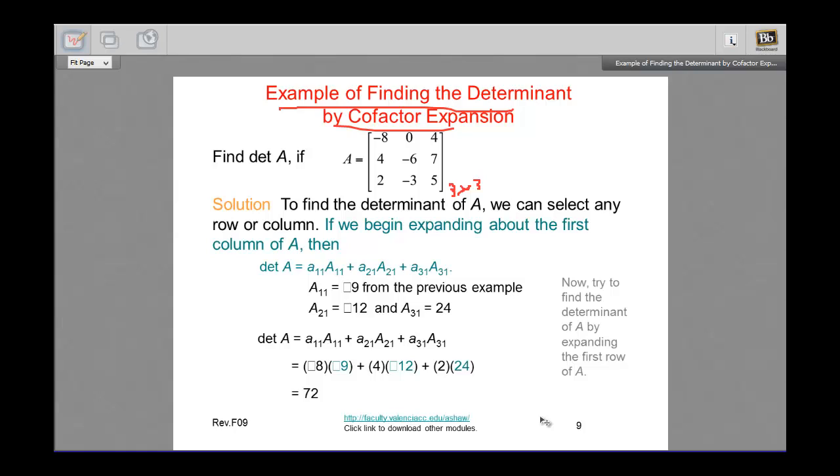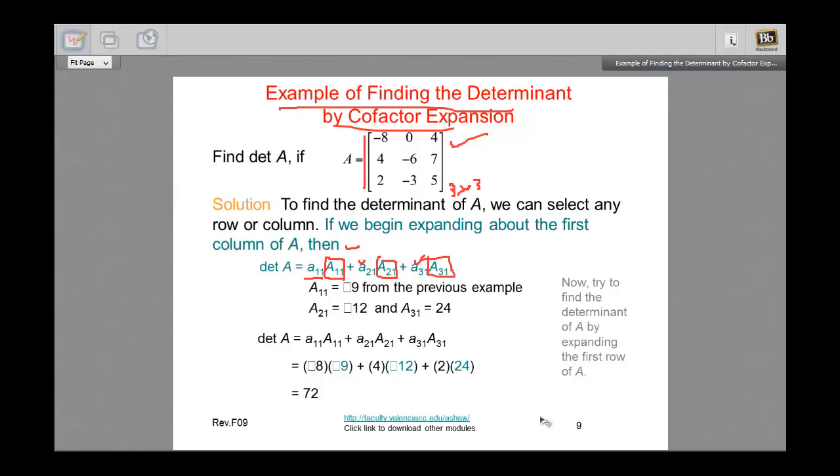Anyway, either we can go from the row side, or we can go from the column side. It's up to us. We can choose any one, and we get the same result whichever we choose. So let us begin with the first column of A. So that will be A11 times the minor of A11, plus A21 times the minor of A21, and similarly A31 times the minor of A31.